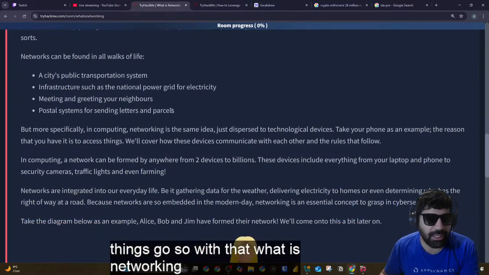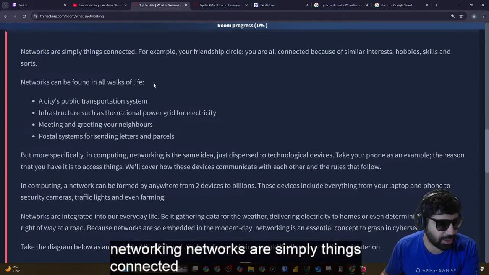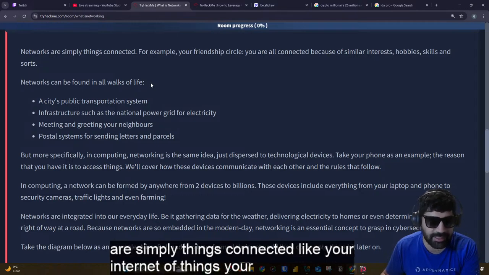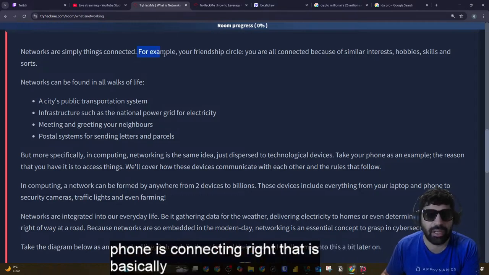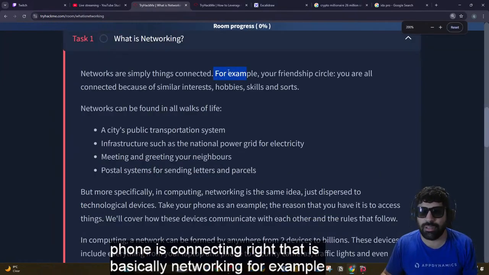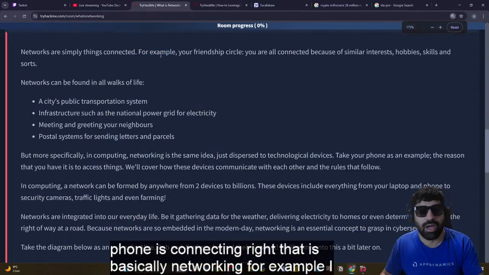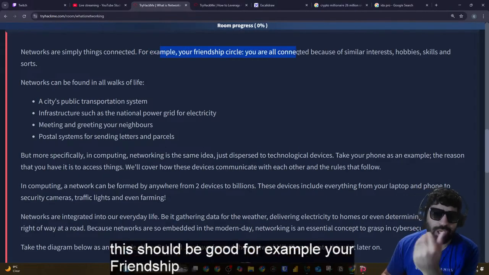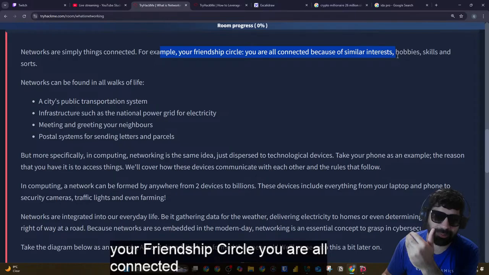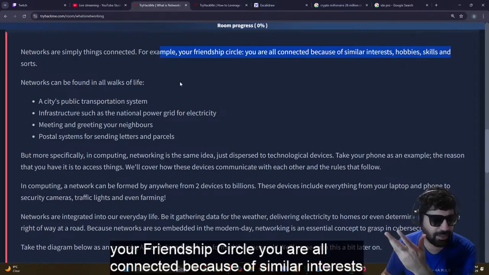Networks are simply things connected, like your Internet of Things, your internet, your phone connecting, right? That is basically networking. For example, your friendship circle. You are all connected because of similar interests, hobbies, skills, and other things.